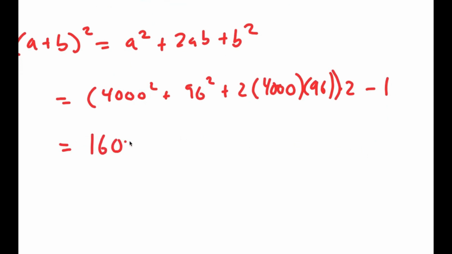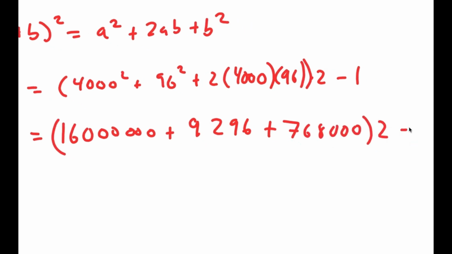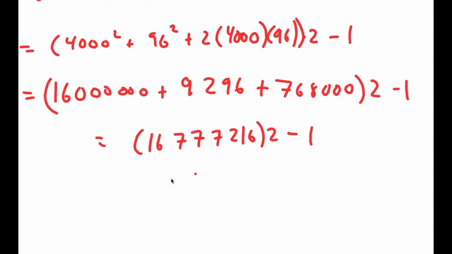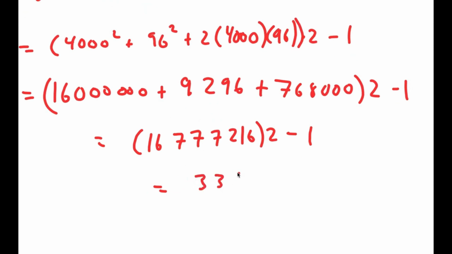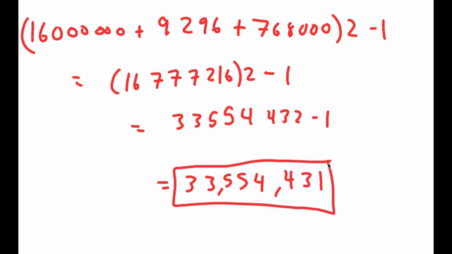So now this is going to equal 16 million, which is 4000 squared, plus 9,216 plus 768,000, and all of this times 2 minus 1, and this is equal to 16,777,216 times 2 minus 1, which is equal to 33,554,432 minus 1, which is equal to 33,554,431. So this is my final answer.